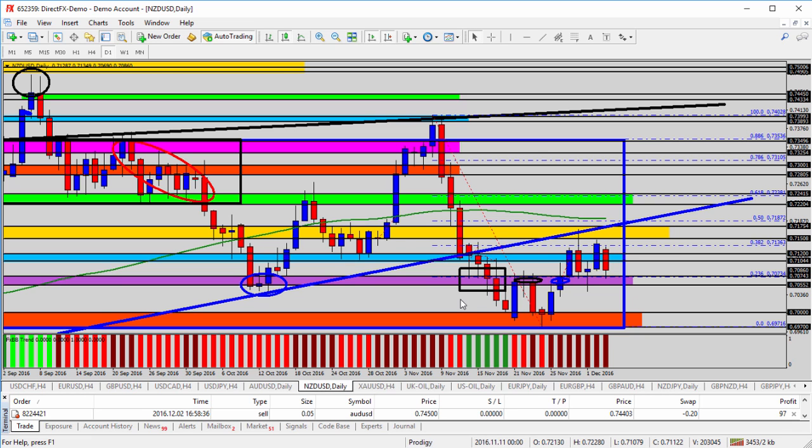Look at this little period of congestion. What I'm going to do is take this black box and put it right here, between the yellow, blue, and purple shaded area. One of two things is going to happen here. It either breaks the yellow zone and goes higher, which, by the way, is where the 100 period simple moving average is, or stays under the yellow zone and goes down, as it has.